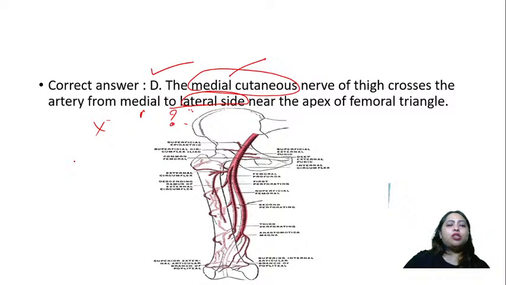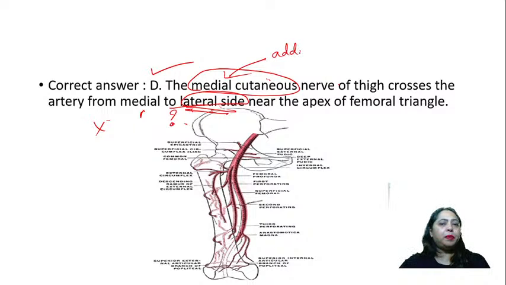Okay. So the rest of the things are correct statements except this one where it says it crosses from medial to lateral side. That means they're saying it supplies the lateral side, which is not correct. Since the name itself tells you it is the medial cutaneous nerve of the thigh, it supplies the adductor compartment.